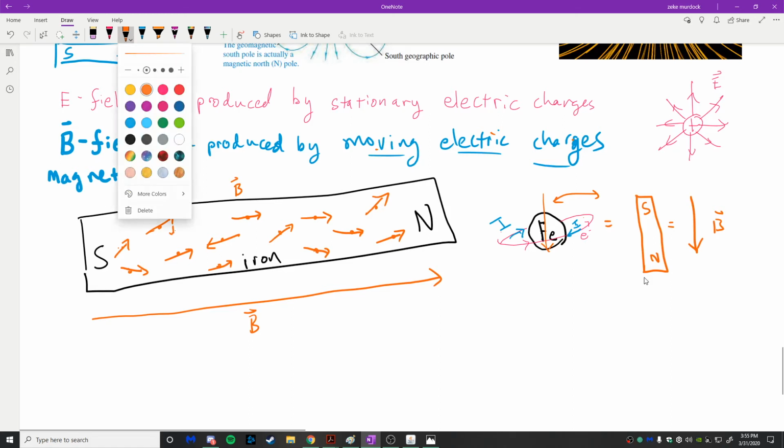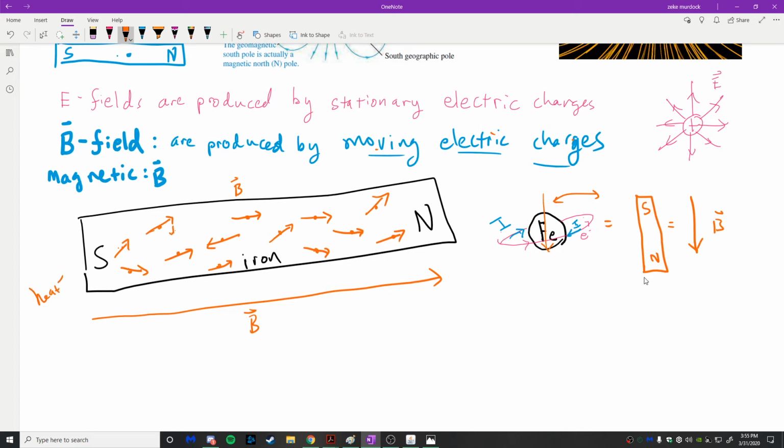You heat this object up, and these things all start to wiggle around, right? It no longer stays in the same place. Let me use a different color. Each one of these is going to start to wiggle back and forth, right? The direction of the atom. And if you add enough heat into the system, enough temperature, these will all start to oscillate randomly, and you can basically destroy the magnetism.